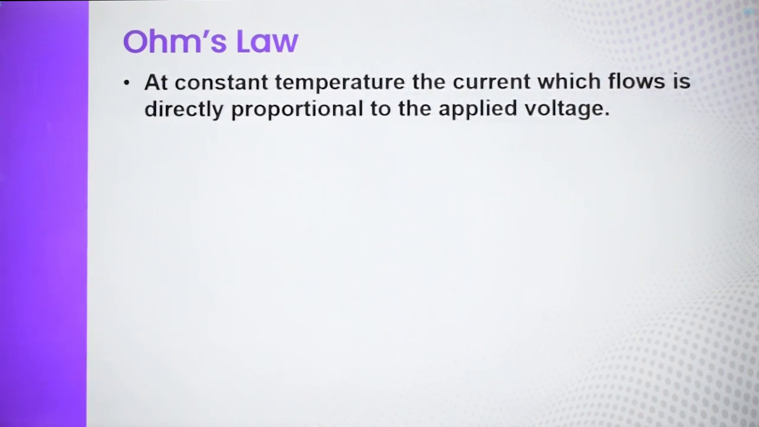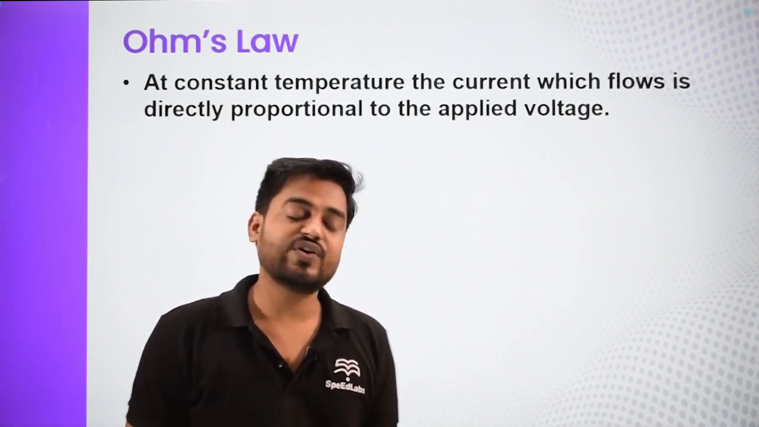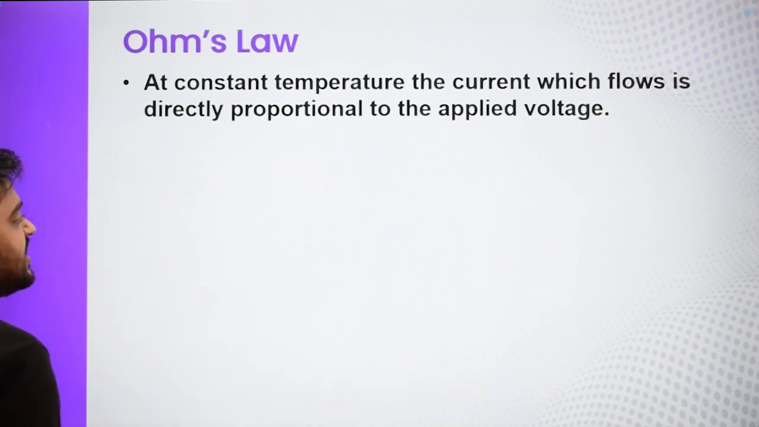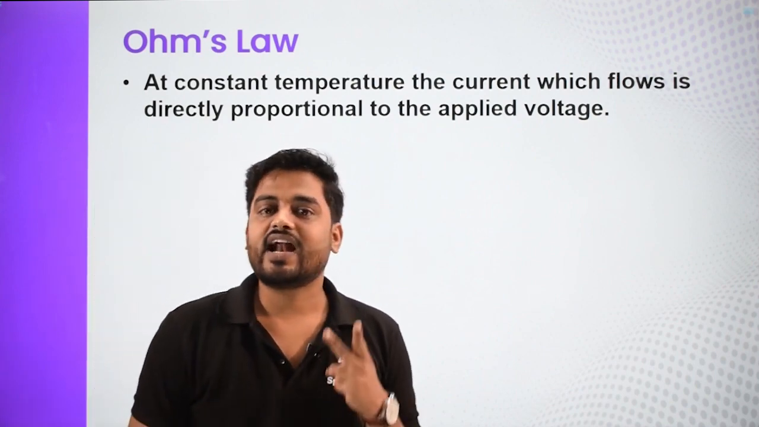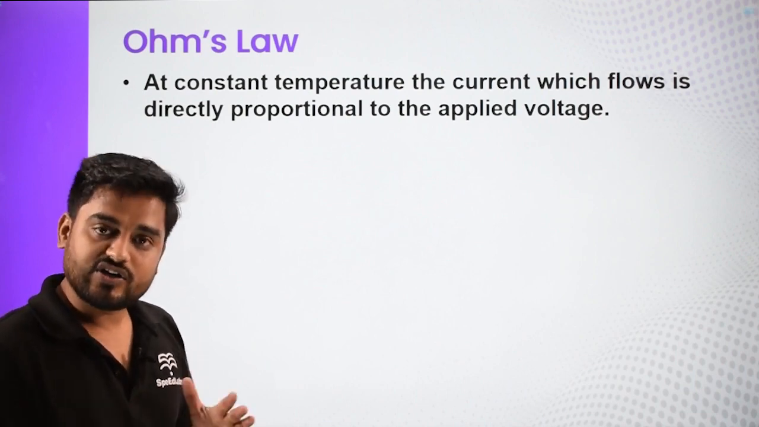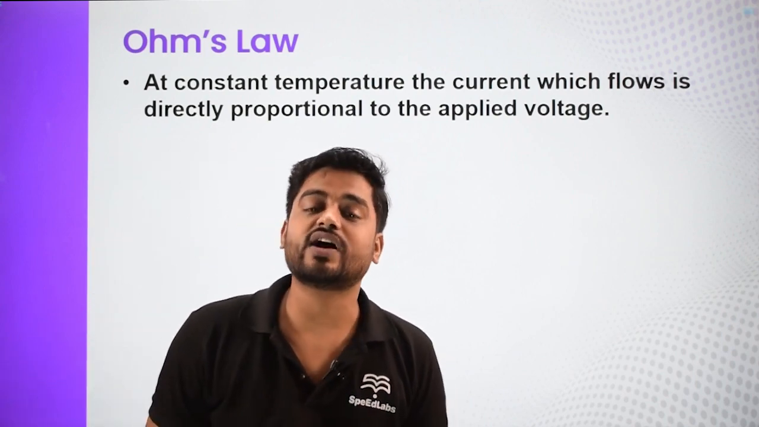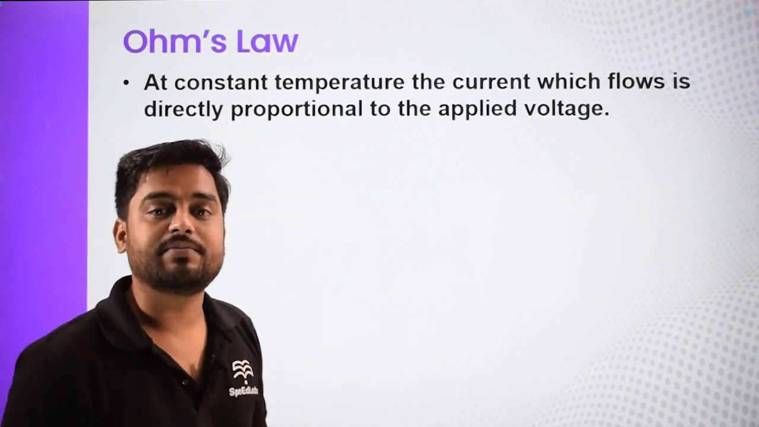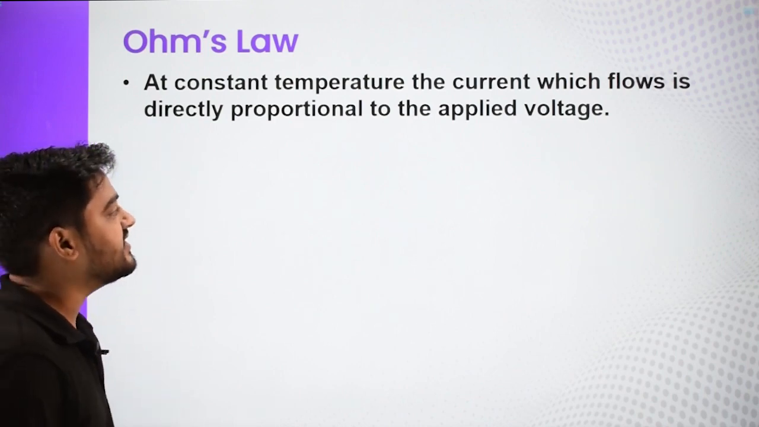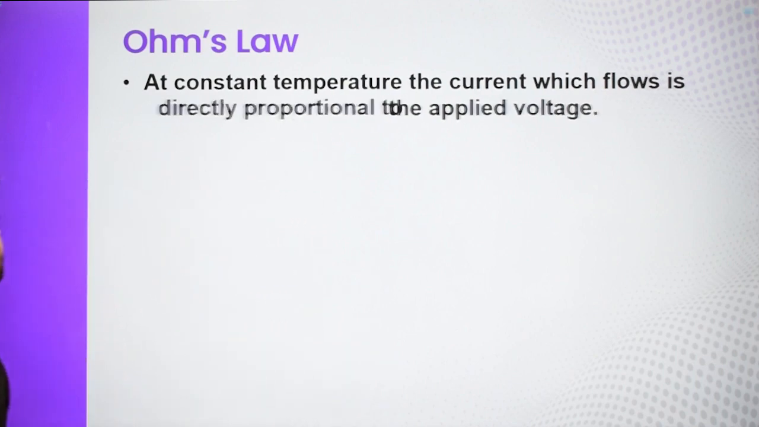Let us move to our next topic, that is Ohm's law. So what is Ohm's law? Ohm's law's statement says that at a constant temperature, the current which flows is directly proportional to the applied voltage. Here there are two important things. One is that current is directly proportional to the voltage applied across a conductor, and the temperature of the conductor has to be constant. You can't change the temperature. What if temperature changes? That we will discuss later. But Ohm's law is valid only if the temperature of the conductor is not changing.